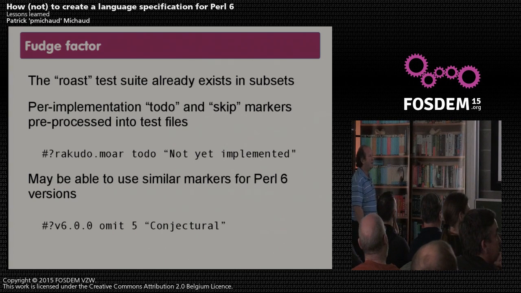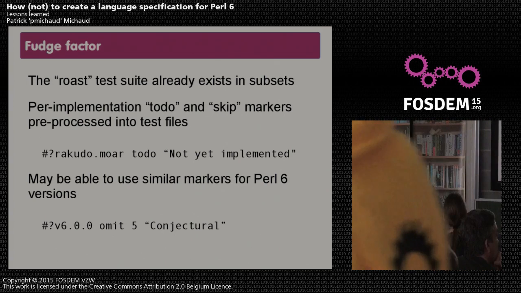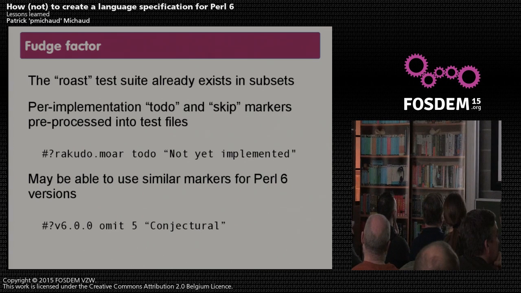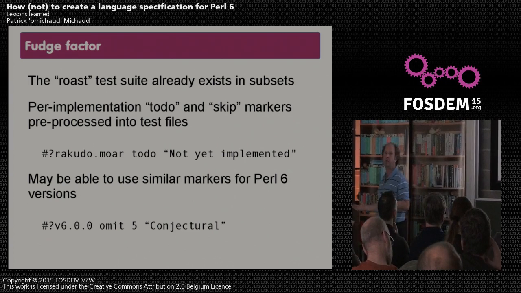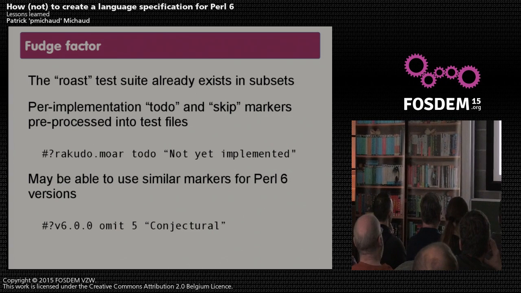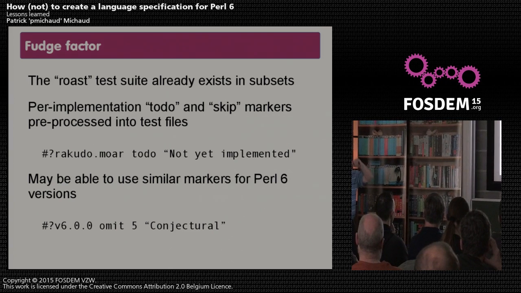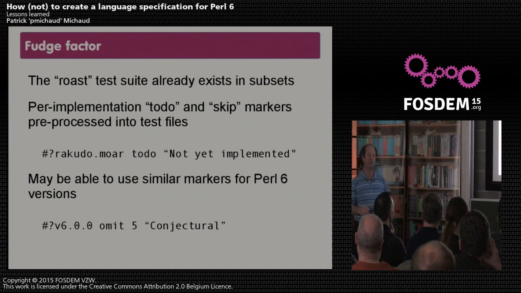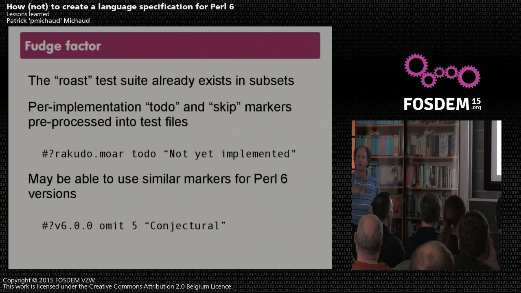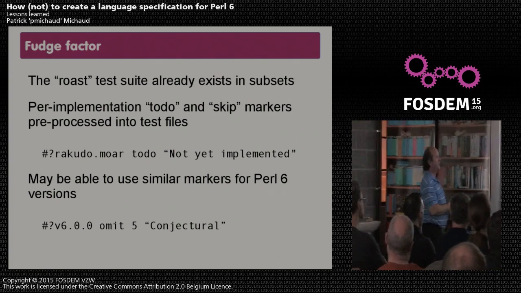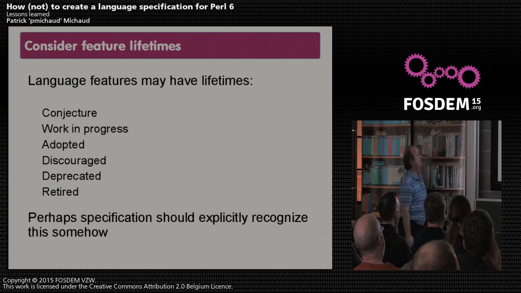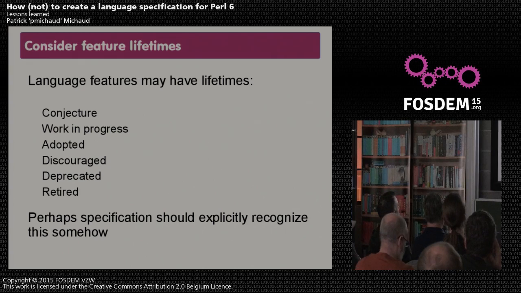So the idea I have is we may be able to do that for Perl 6 versions. That the Roast suite, the repository of all tests, would also be able to have markers in it that either declare these are the tests part of Perl 6.0.0 or declare these tests are not part of 6.0.0. I don't know which way it will be yet. But using Fudge, we could then run it on this large superset of tests to produce exactly the set of tests needed for a given version of Perl 6. So we need to work on that tool chain quite a bit. I think we also need to explicitly recognize that features have lifetimes in a language.